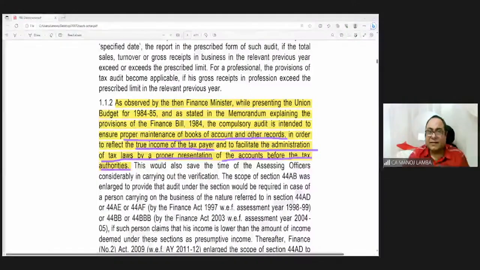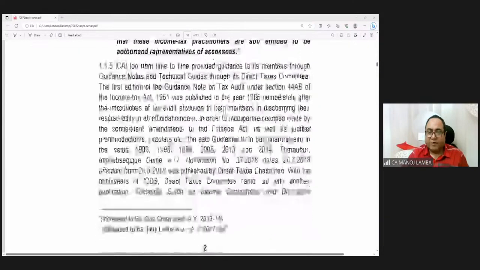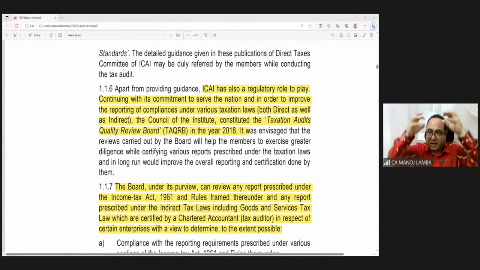So friends, this is the memorandum explaining the provisions of the Finance Bill 1984, why this tax audit came into effect. So friends, moving further, what is this Taxation Audit Quality Review Board? Very important to know before we go into a deep dive into this tax audit monthly series. It is very important for every member to know what is this Taxation Audit Quality Review Board.